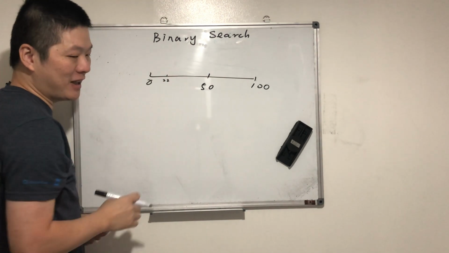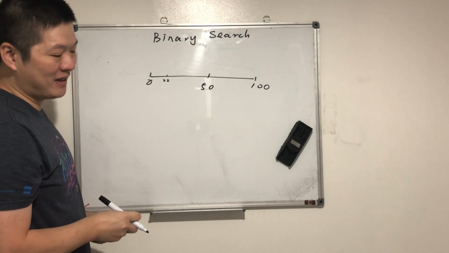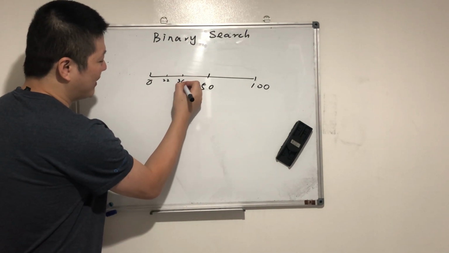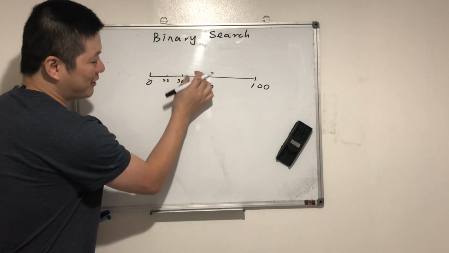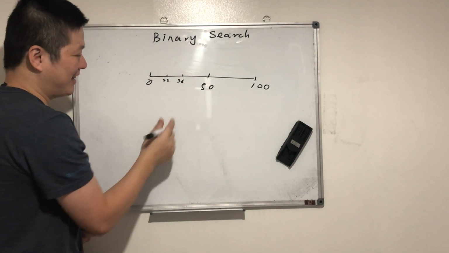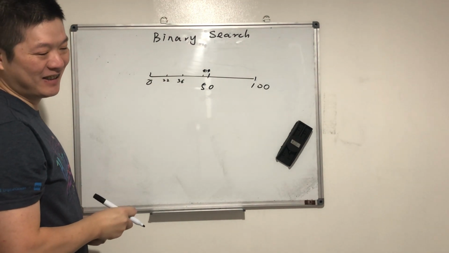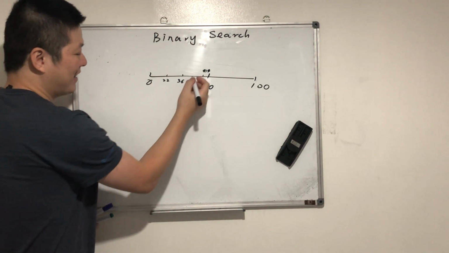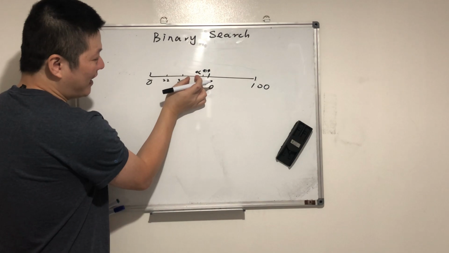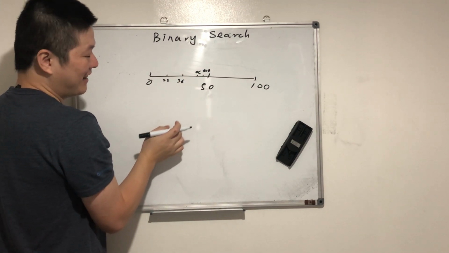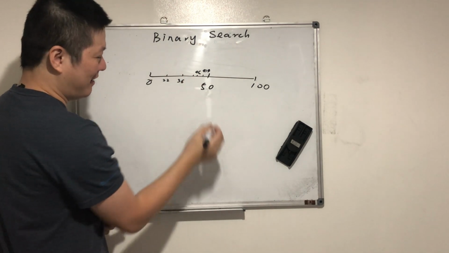36. This number is smaller, so it's in this range. 27. It's smaller, so it's in this range. 49. 49 is bigger. 46 is bigger. 48. So it's smaller. 45? It's still bigger. 39. Yes, well done. That's the number.